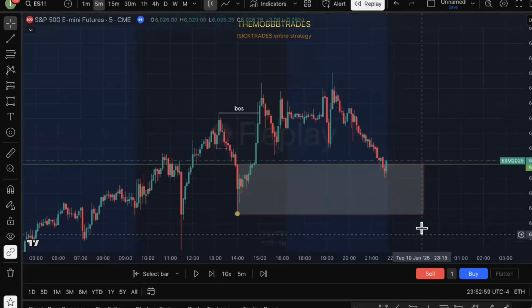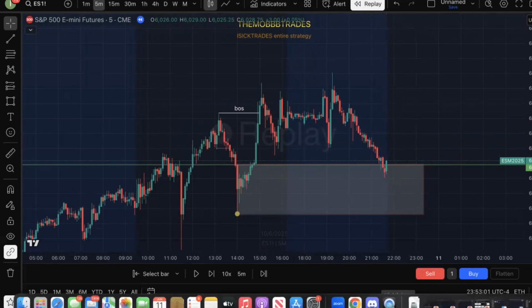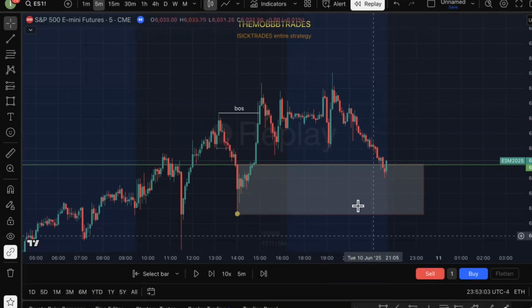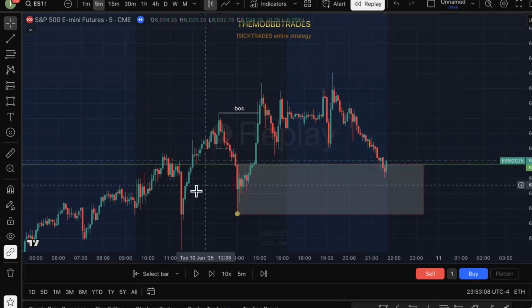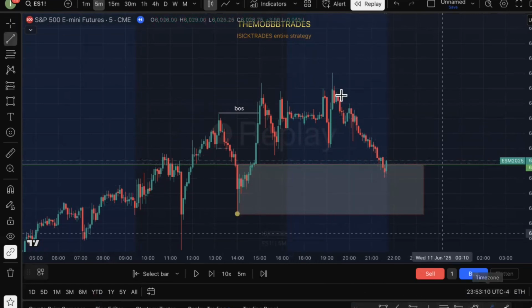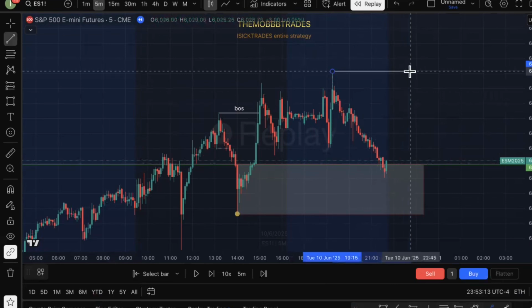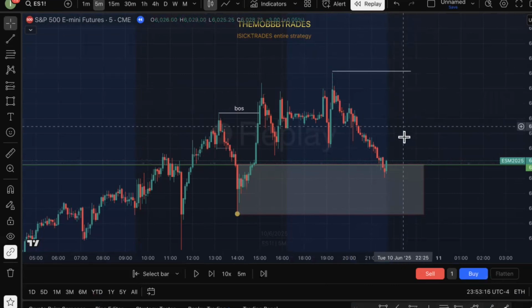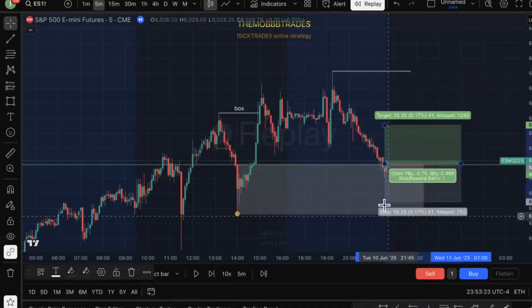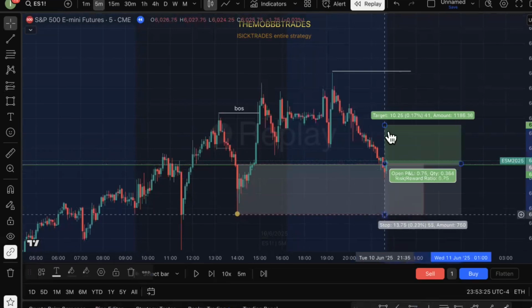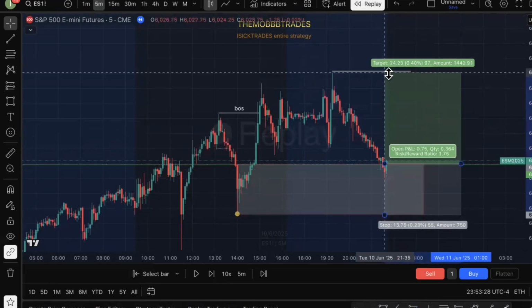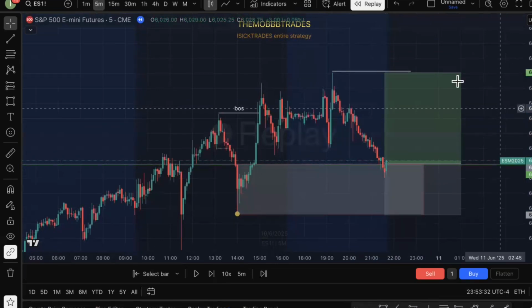Okay, so we have now reached our zone. Now you can take this one or two ways. There's a person who wants to take it just like this. They want to get in here and they're going to exit and look to target this high right here. If you want to do that, that's cool. I believe it's going to be like a 1 to 2 max, maybe 1 to 1.5. Let's check it out. It would be a 1 to 1.7. So you can do a 1 to 1.7 if you would like.